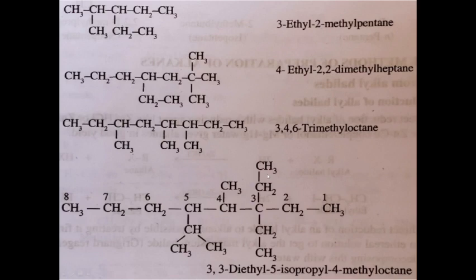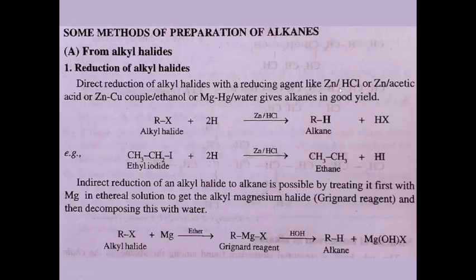Now let us discuss the preparation of alkanes. First method is from alkyl halide. Okay, so from alkyl halide we can make alkanes. First method is the reduction of alkyl halides. So here we can use reducing agents like zinc and HCl, or zinc in acetic acid, or zinc-copper couple in ethanol, or magnesium-mercury and water, which give alkanes in good yield.